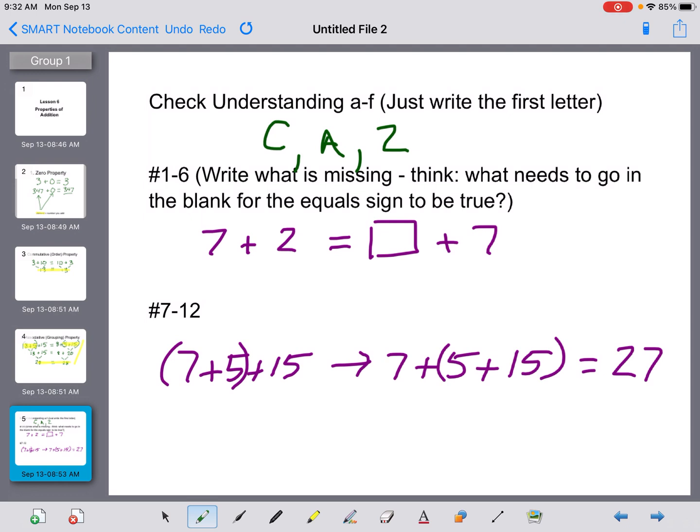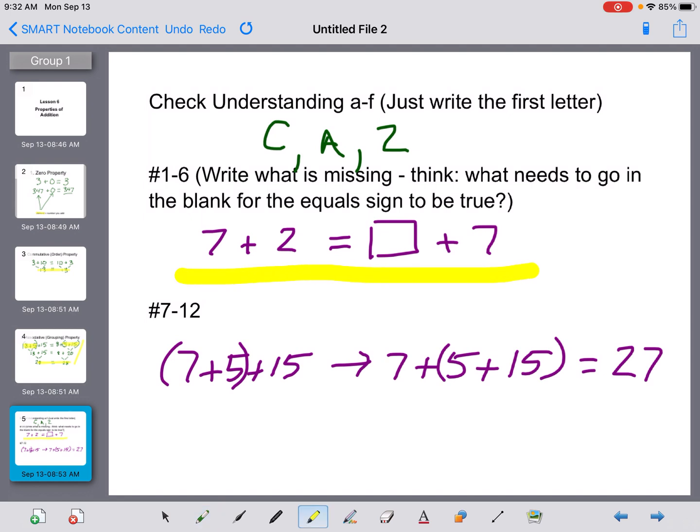Then for numbers 1 through 6, the instructions are to write the missing addend. Okay, so what they're going to show you is an equation, and you have to tell me what is missing. All right, so what you have to think to yourself is, what needs to go in the blank for the equal sign to be true? So I gave you an example here.